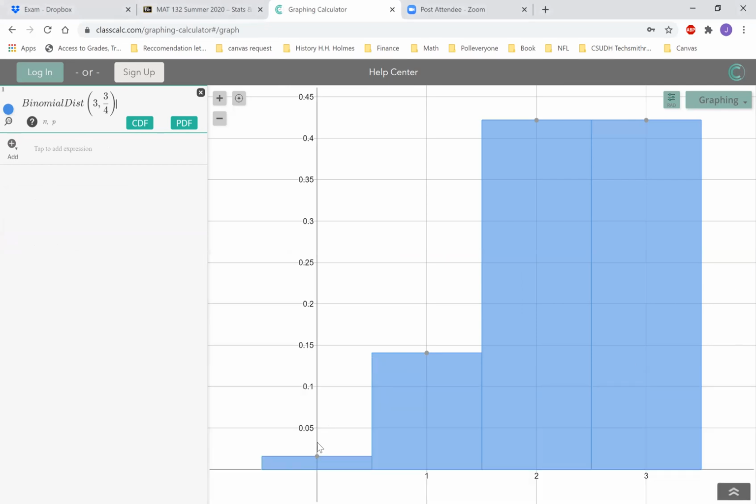All right. So if you look right here, for the first one, when x is equal to 0, you get 0.016. So if you have your notes, that's what we have for when x is equal to 0. If you go to the next one, when x is equal to 1, you have 0.141. If you go right here, when x is equal to 2, you get 0.422. And when x is equal to 3, once again, you get 0.422. So if you look at these, all of these match up with what's on the table. And that's it. Any questions for that last one?